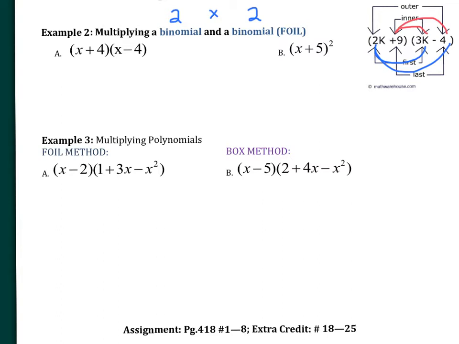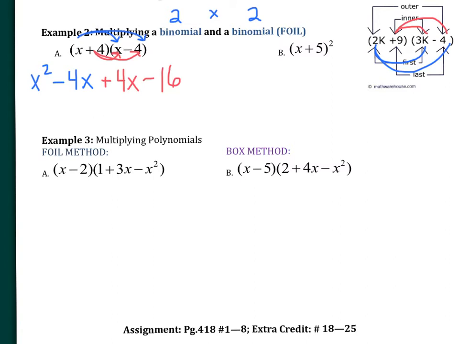So let's go ahead and multiply the first items. So x times x is x to the second. Now the outside, x times negative 4 is negative 4x. Now we'll multiply the inside. 4 times x, that's positive 4x. And positive 4 times negative 4 is negative 16.